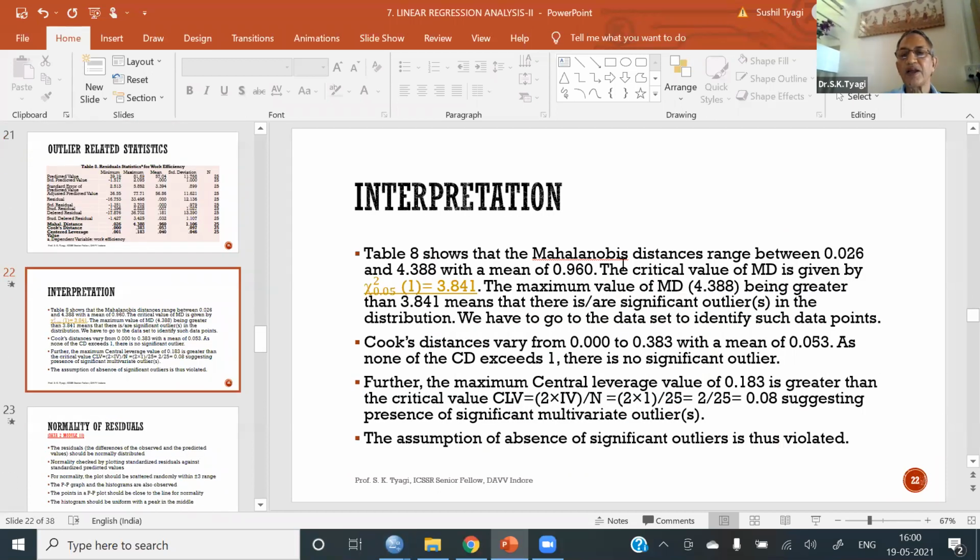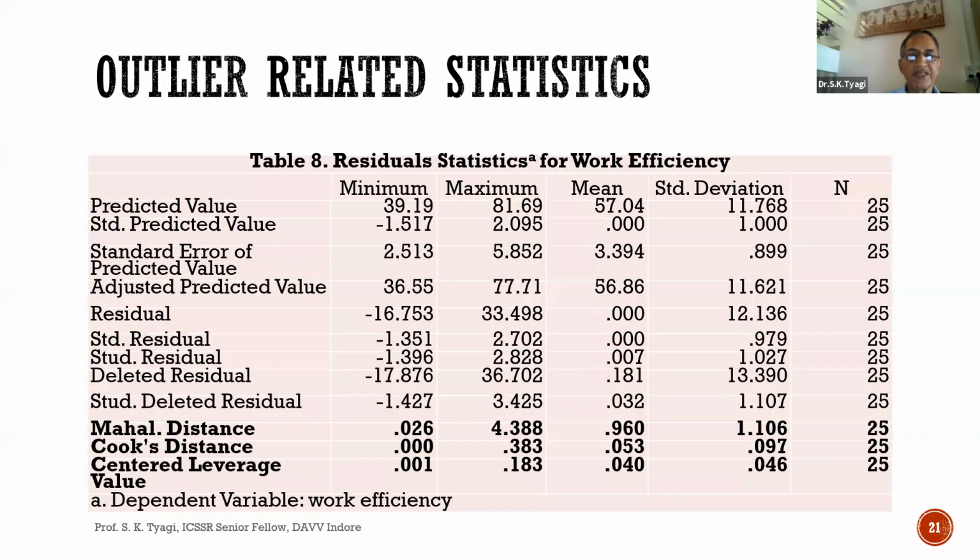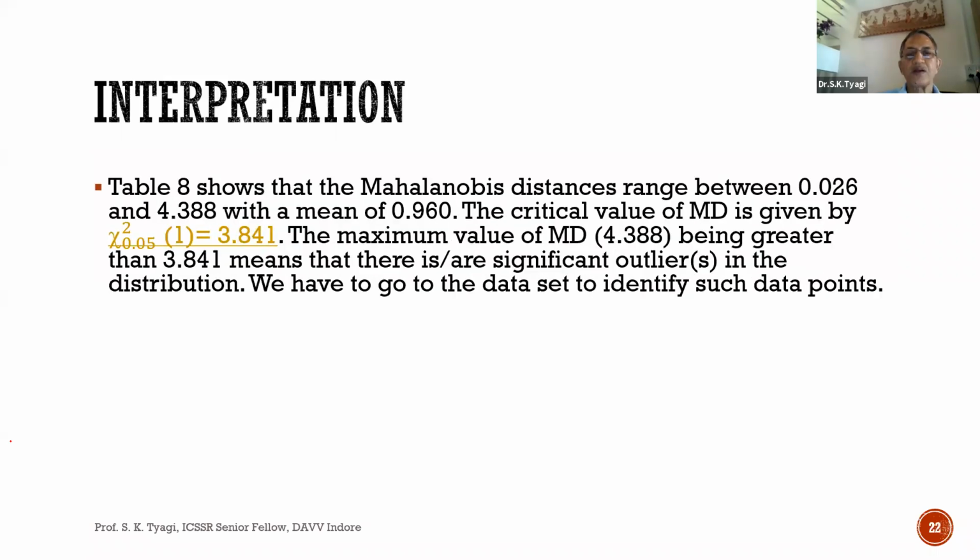Table 8 shows that Mahalanobis distances range between 0.026 and 4.388: minimum 0.026, maximum 4.388, with the mean and standard deviation as shown, and n is 25. Now let us see which one is an outlier. The critical value of MD is given by chi-square with 1 degree of freedom, that is 3.841.